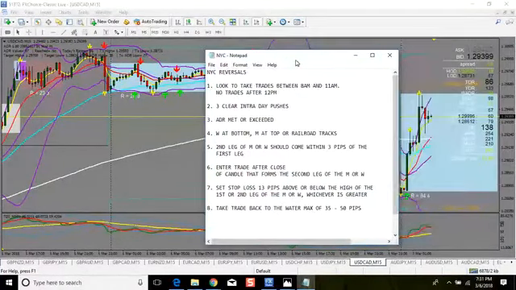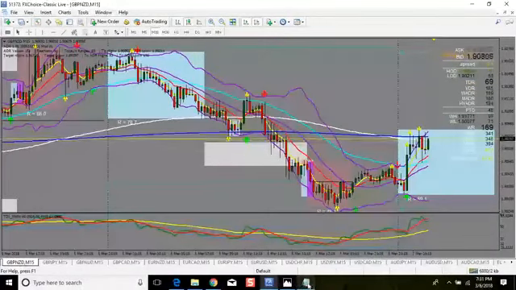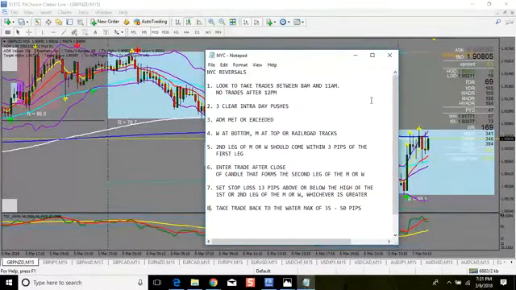So again, on the New York City reversals, we are looking to take trades between 8 and 11, but we can go to 12, nothing after 12. You need 3 clear intraday pushes, ADR met or exceeded, looking for that W at the bottom, M at the top, or the railroad tracks. Second leg of M or W should come within 3 pips of the first leg. We enter the trade after the close of the candle that forms the second leg of the M or W. Set stop loss 13 pips above or below the higher of the first or second leg of the M or W, whichever is greater. And take the trade back to the water, max 35, 50 pips.